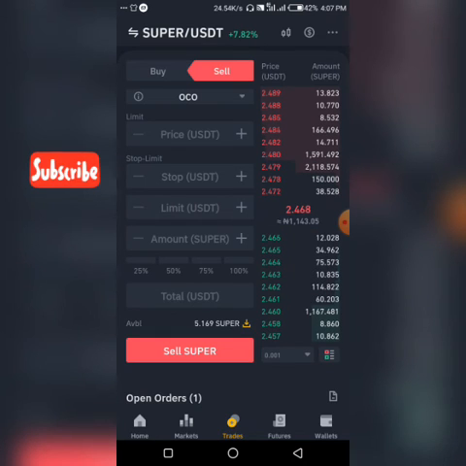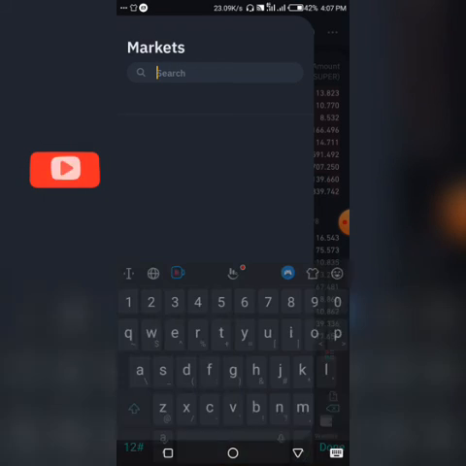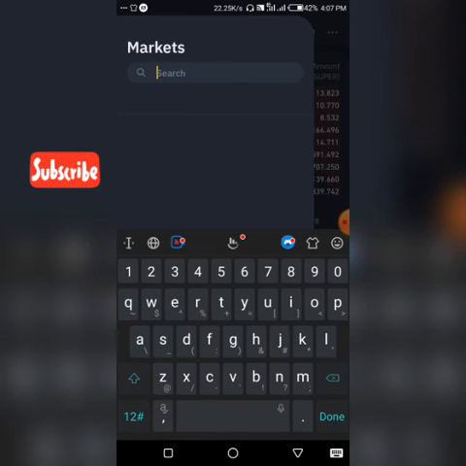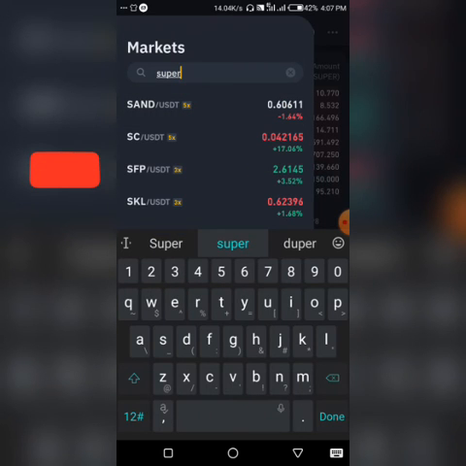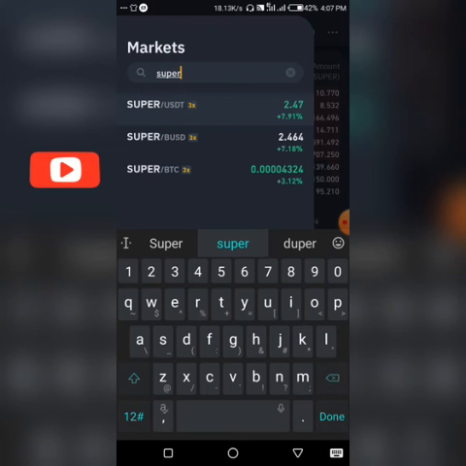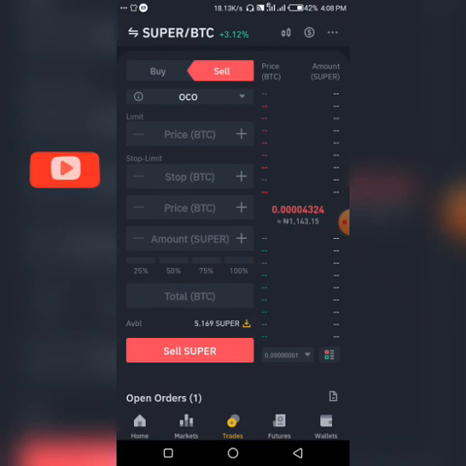Okay, let's go convert it to BTC. Since I already bought with USDT, I can convert it to BTC. Let me convert it to BTC. Remember I bought with USDT, but I can sell it to BTC.